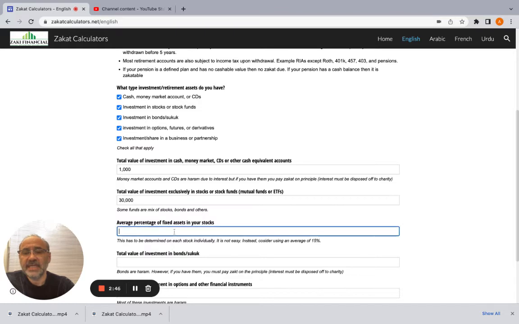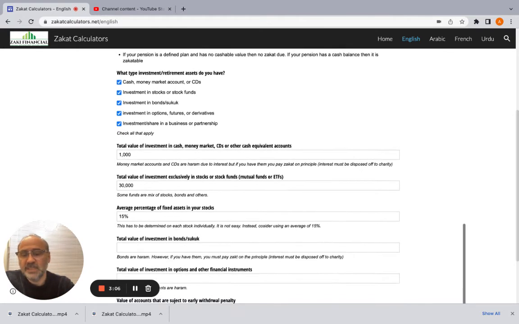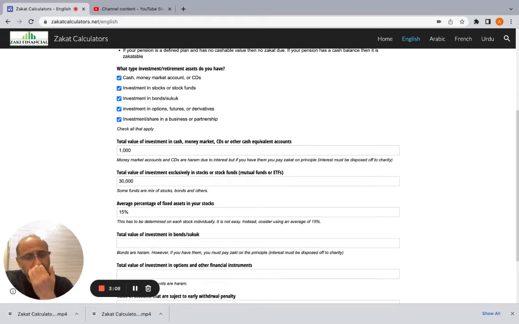All right. And then, instead of going on and calculating the fixed assets in every stock, that's very difficult and almost impossible, you can use 15%. And that number varies. Some people estimated more than that. That's a conservative kind of number based on what Sheikh Main al-Qudah has approved.